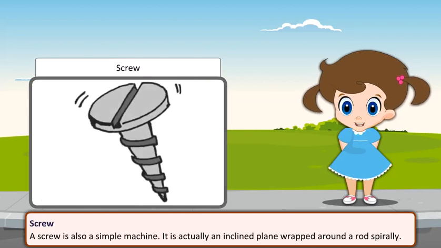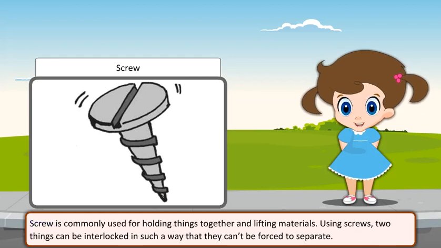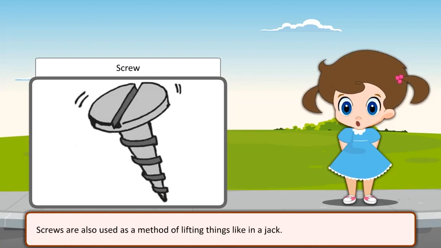Screw. A screw is also a simple machine. It is actually an inclined plane wrapped around a rod spirally. A screw is commonly used for holding things together and lifting materials. Using screws, 2 things can be interlocked in such a way that they can't be forced to separate. Screws are also used as a method of lifting things, like in a jack.